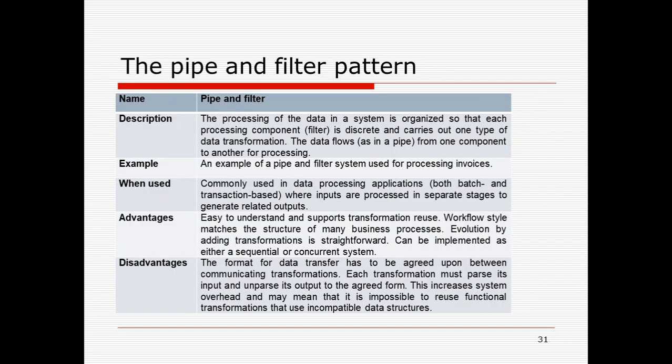Here is the description of the pipe and filter pattern, where data processing tasks are basically done by the components which are called filters, and these filters take data as the input and produce some data as the output. The data flows from one filter to another filter through a pipe. These connection lines are called pipes. The processing of invoices can be an example for the pipe and filter pattern, an architectural pattern which may be used.